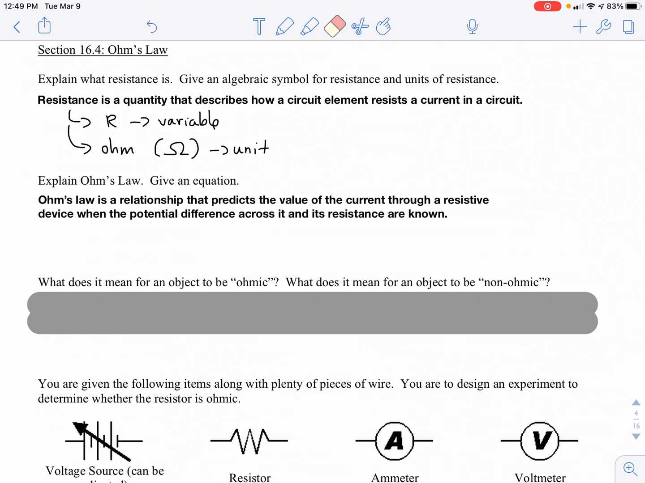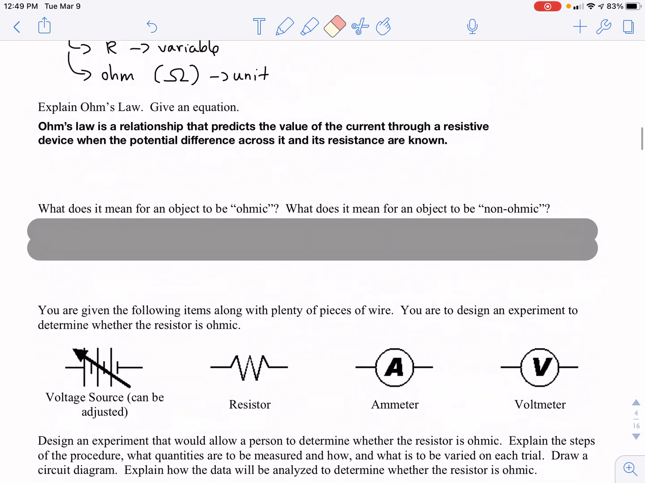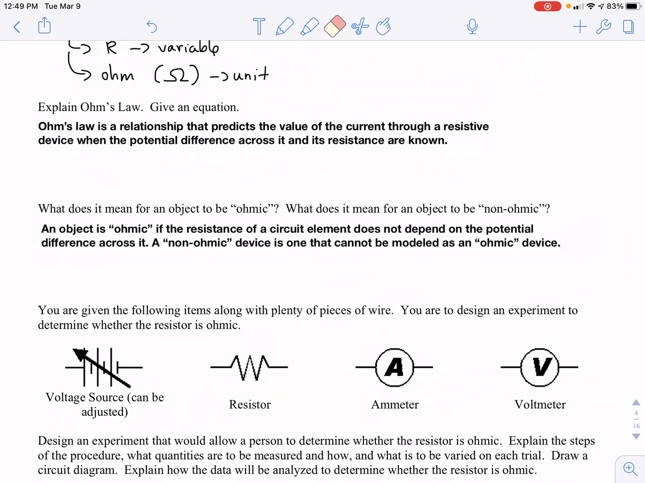Ohm's law is a relationship that predicts the value of an electric current through a resistive device when the potential difference and resistance are known. For an object to be ohmic, it means that the resistance does not depend on the potential difference across it. A non-ohmic device does, and it's one that cannot be modeled ohmically.